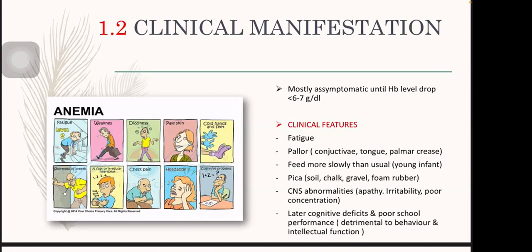Okay, so this clinical manifestation is a non-specific manifestation, which includes the sign and symptom of anemia, which is weakness, fatigue, pallor, shortness of breath. But in young infants, it can include where the patient can feed more slowly than usual or develop characteristic neurobehavioral complications such as pica. Pica is compulsive eating disorder, where the patient consumes non-food items such as soil, chalk, gravel, foam rubber. Patient also can develop CNS, central nervous system, abnormalities such as apathy, irritability, and poor concentration in severe anemia. And iron deficiency can also be associated with later cognitive deficit and poor school performance, which will impact the behavioral and intellectual function of the patient.